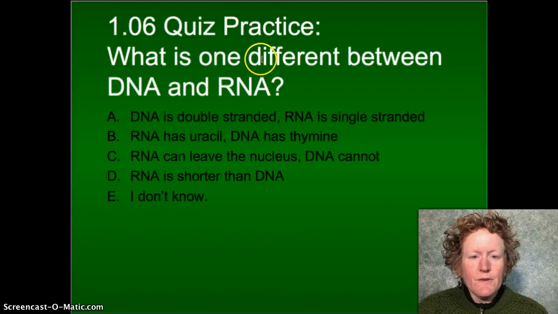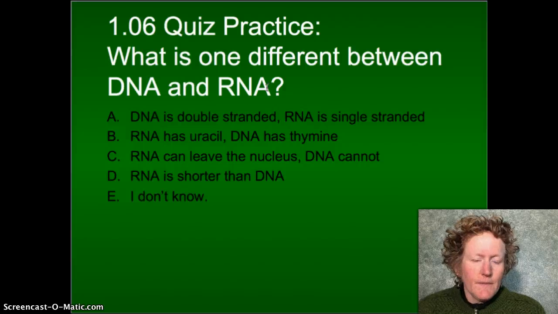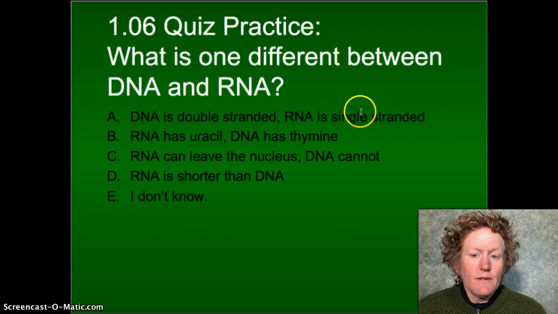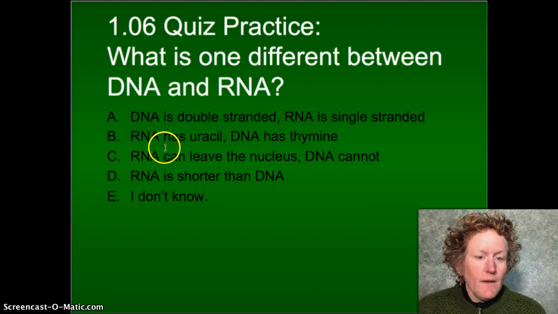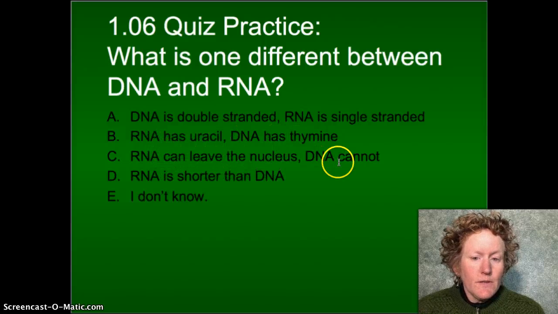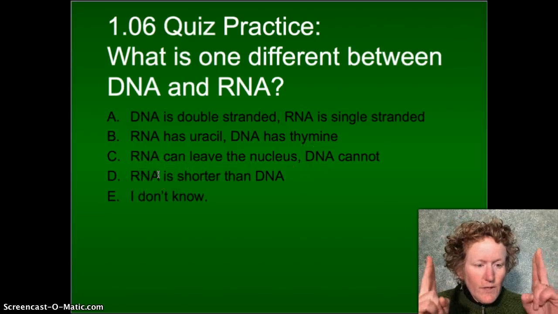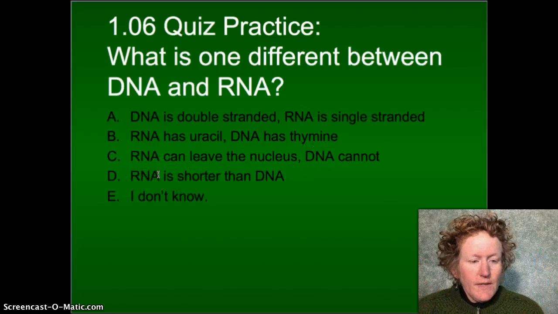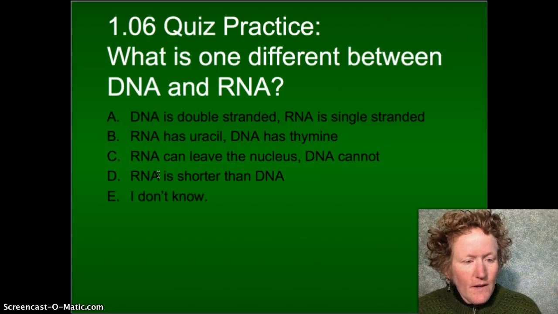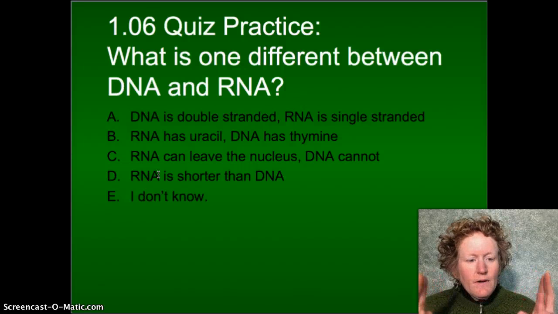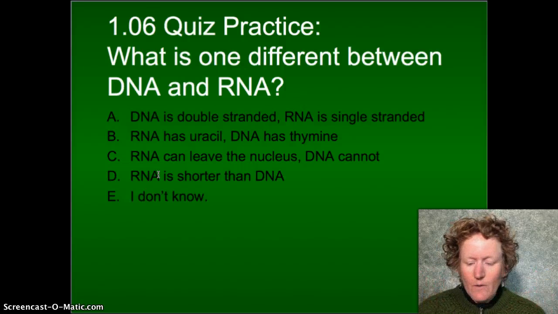What is one difference between RNA and DNA? Well, these are all good answers. DNA is double-stranded, RNA is single-stranded. RNA has uracil, DNA has thymine. RNA can leave the nucleus, DNA cannot. RNA is shorter because it's only coding for one gene. DNA codes for everything. A whole chromosome is very, very long, and RNA is just one part of that chromosome.